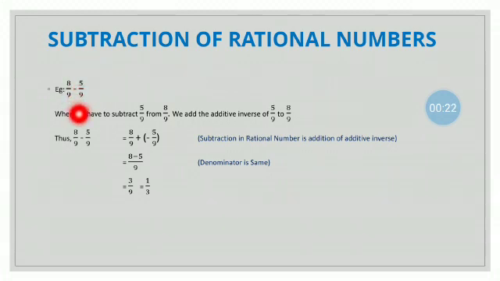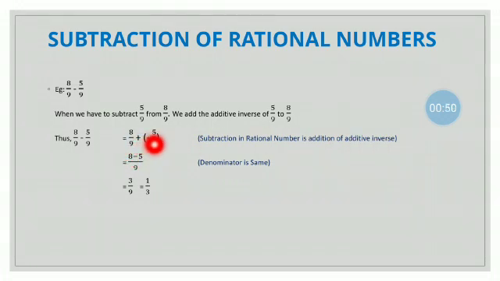Example, 8 upon 9 minus 5 upon 9. When we have to subtract 5 upon 9 from 8 upon 9, we add the additive inverse of 5 upon 9 to 8 upon 9. Thus, 8 upon 9 minus 5 upon 9 equals 8 upon 9 plus minus of 5 upon 9. Subtraction of rational numbers is addition of the additive inverse.